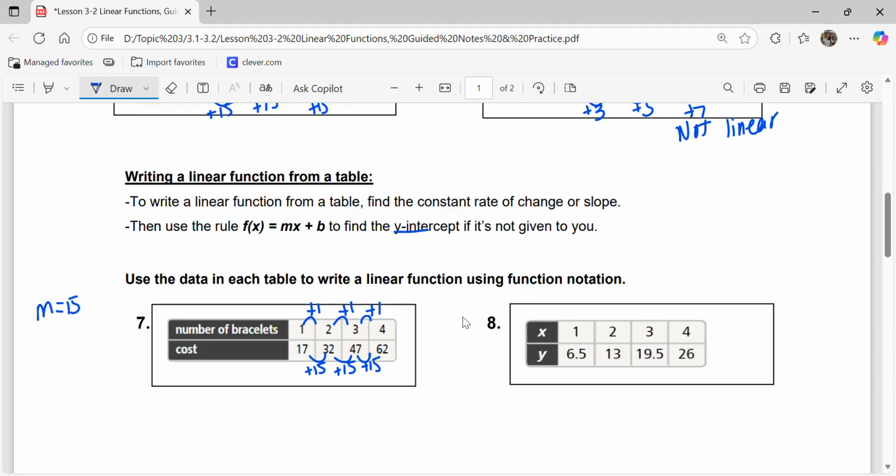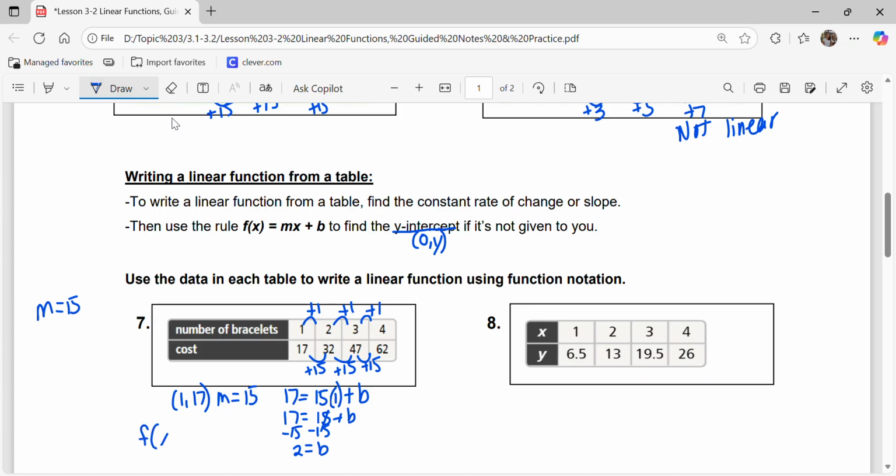So my slope is 15. Remember that your y-intercept, whenever a line touches the y-axis, that ordered pair is always (0, y). So if I want to find my y-intercept, I can use one point. Let's say I use (1, 17). And using my slope that I just found, 15. f of x is the same thing as y. So 17 equals my slope of 15 times my x value, which is 1, plus b. 15 times 1 is 15. Subtract 15 from both sides, and 2 equals b.